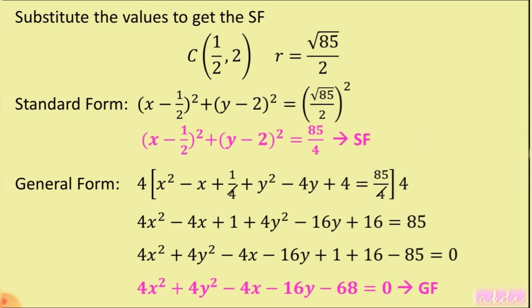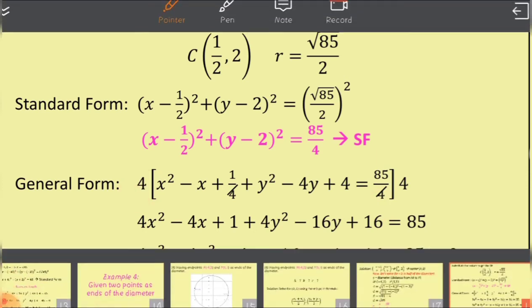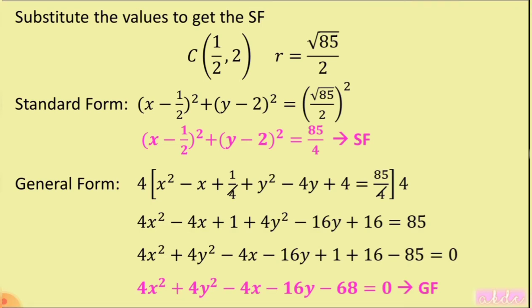Now for the general form, we have to expand. X minus 1/2 times x minus 1/2 is x squared minus x plus 1/4. And then y minus 2 times y minus 2 is y squared minus 4y plus 4 equals 85 over 4. Now, since we have a fraction on both sides of the equation, we can get rid of that fraction by multiplying by their LCD. So the LCD of 4 and 4 is, of course, 4. So multiply both sides by 4 to get rid of the fraction on the equation.